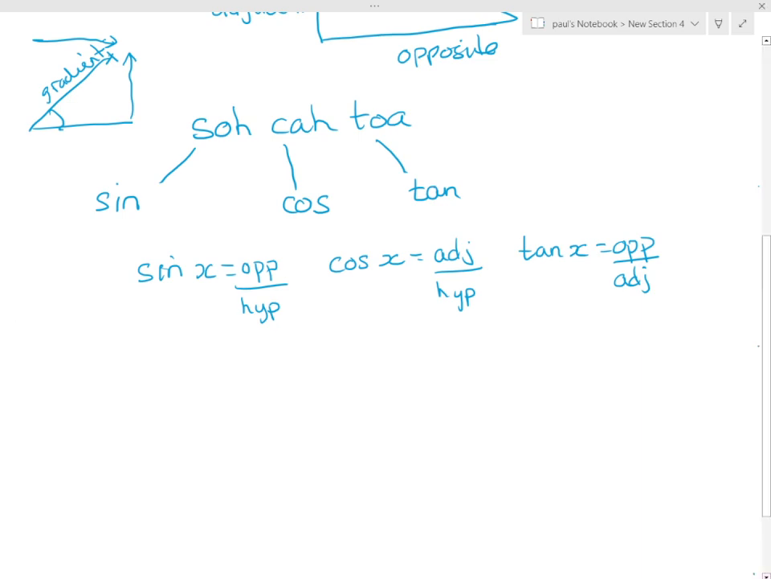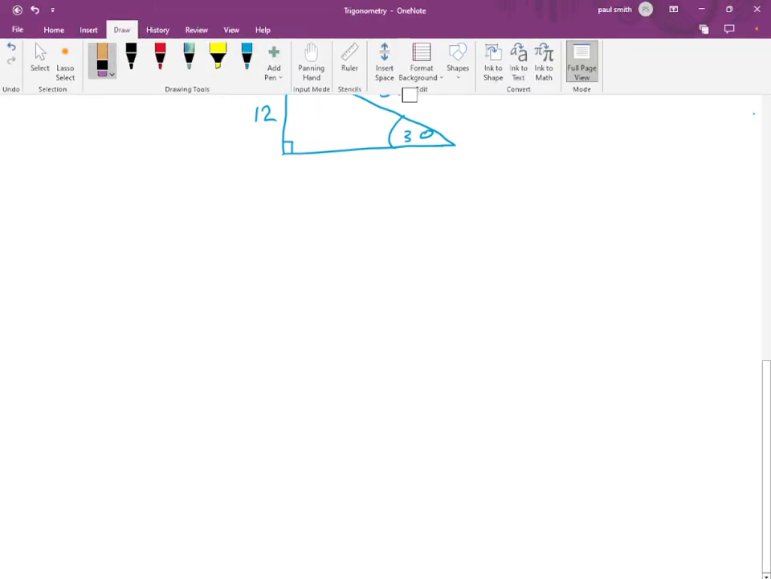Right. So let's have a go at trying to do this. Some of these require an extra little bit of manipulating the formula. So what we're going to do is have 30 and we're going to have 12. And what do we want to find? We want to find the hypotenuse. So label things up. Hypotenuse, I'll call that x to start off with. Yeah, it makes more sense here.